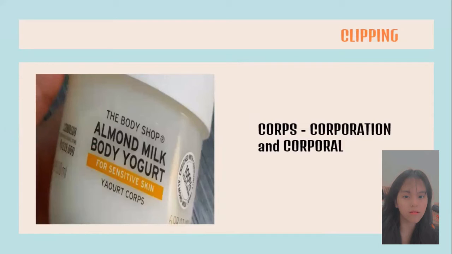Next on is clipping. Clipping is the process that shortens a word by deleting one or more syllables. From this example, the word corps is an abbreviation for corporation and corporal. For the state, it means corporation of yard. You can read there, yard corps. Next.